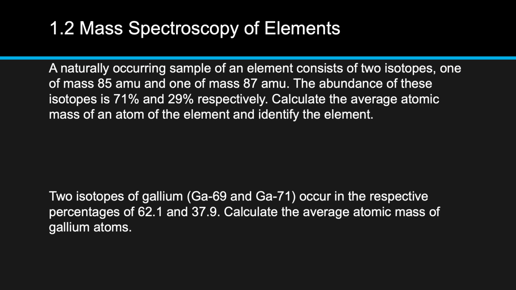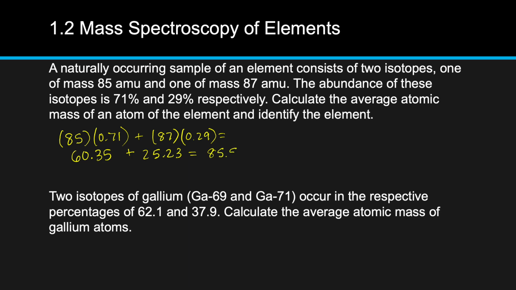So we are looking for the average atomic mass. So we're going to take our mass of 85, multiply it by its relative percent, which would be 0.71. And then we're going to add it with our other isotope, which has a mass of 87 and a relative percent of 0.29. And that's going to give us a weighted atomic average of 85.58 AMU.